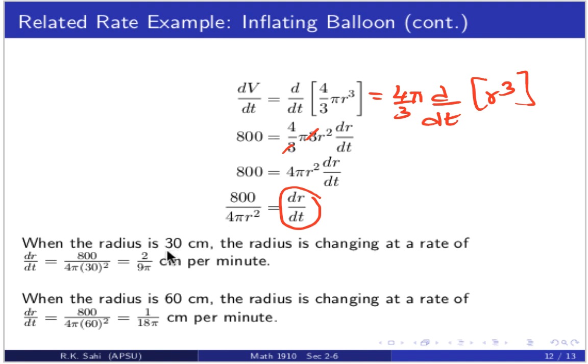So when the radius is 30 centimeters, what is the rate of change of the radius? Replace the r by 30 and you get 2 over 9 pi centimeters per minute. It's very important, guys, that you write down the correct units. When the radius is 60 centimeters, the radius is changing at the rate of 800 over 4 pi times 60 squared, which is equal to 1 over 18 pi centimeters per minute. It's okay with me, guys. I'm not looking at decimal answers. This one is more than enough.